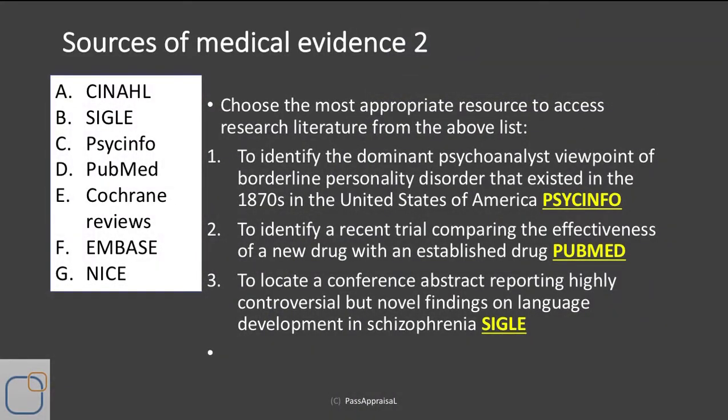Okay, so let's see the answers for this question. If you want to understand the dominant psychoanalyst viewpoint on borderline personality in the 1870s, you better go to PsycInfo. To identify a recent trial comparing a new drug with an established drug, you could use PubMed. PubMed will publish all the recent papers, so you'll be able to look at PubMed for this recent trial. If you want to locate a conference abstract, the place that you want to go to is SIGLE, S-I-G-L-E. So answers are shown in this slide.